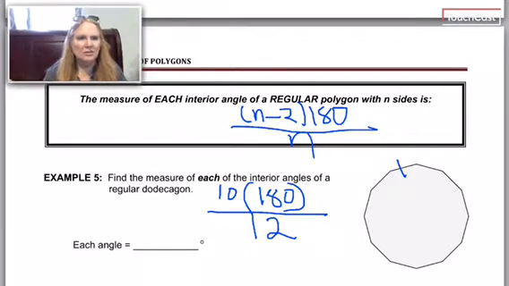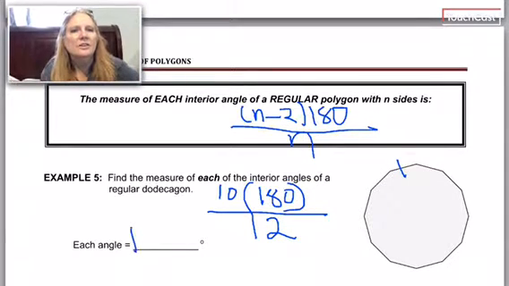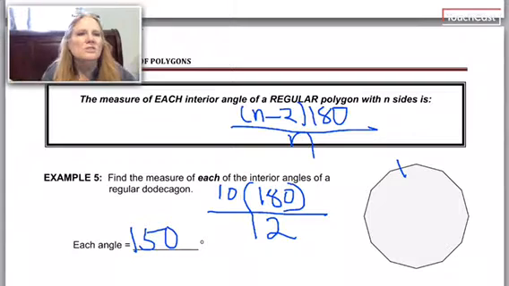So then it's just a calculator problem. 10 times 180 divided by 12 is 150. So the measure of each interior angle is 150 degrees.